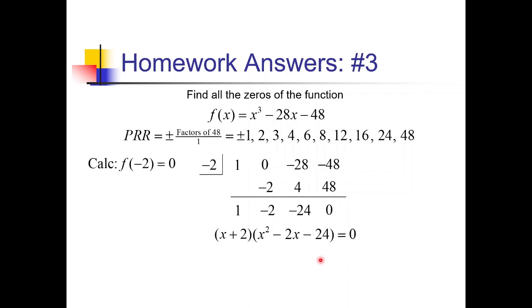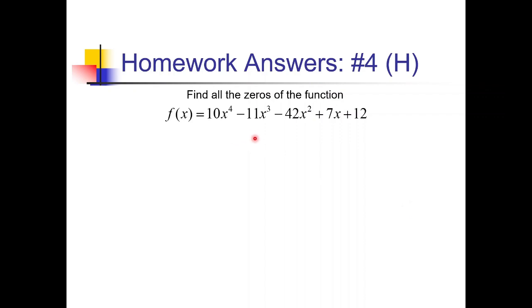So things that multiply to negative 24 and add up to negative 2. We got 1 and 24 doesn't work, 2 and 12 doesn't work, neither does 3 and 8. How about 4 and 6? Well, positive 4 and negative 6 adds up to negative 2, so let's use that. So we have x plus 2, x plus 4, and x minus 6. Zeroing each of these out gives us negative 2, negative 4, and positive 6.